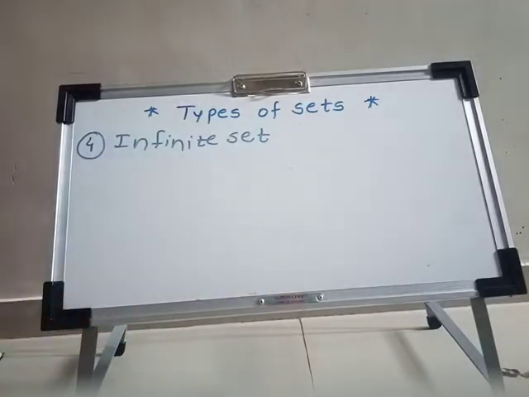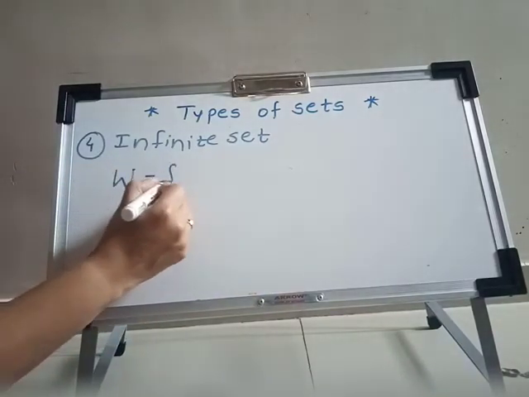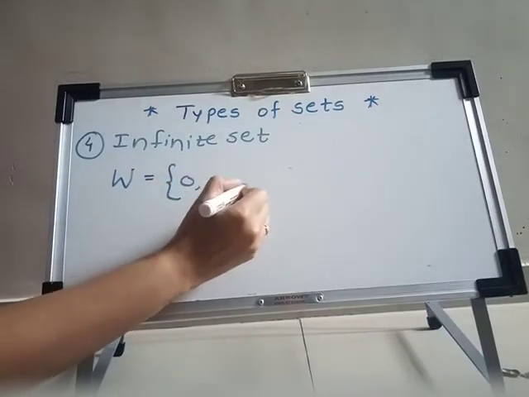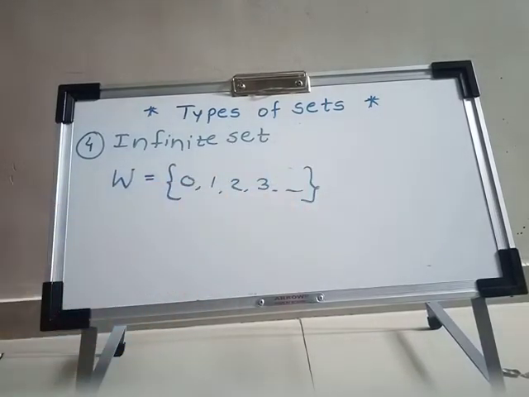Similarly, W is the set of whole numbers. We can't count the numbers. This is an infinite set.